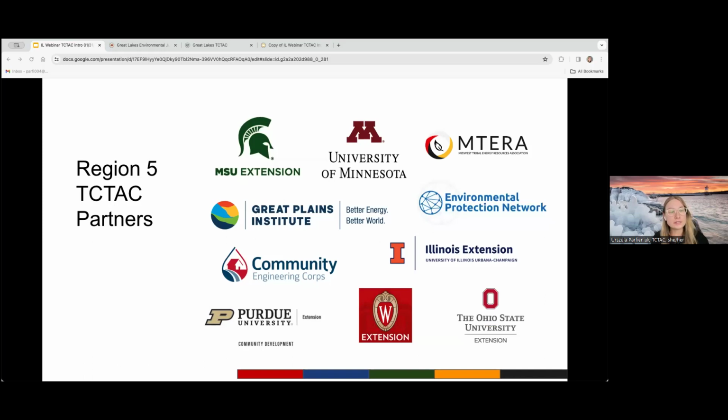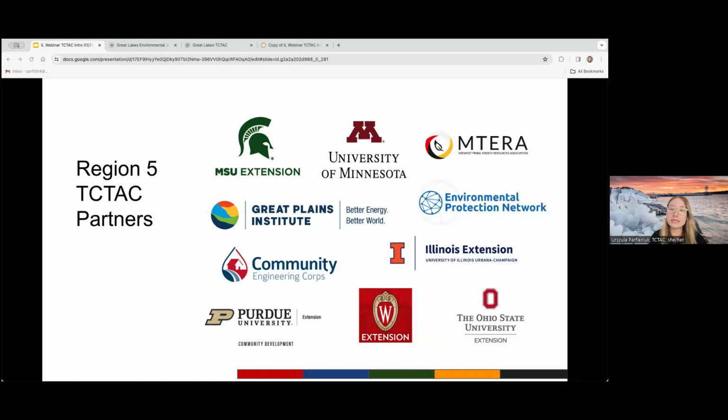So our TICTAC is housed at the University of Minnesota, but our network within the region includes 5 other University Extension offices. This includes Michigan State University, University of Illinois Urbana-Champaign, Purdue University, University of Wisconsin, and the Ohio State University. We also have 4 nonprofit partners within our network.